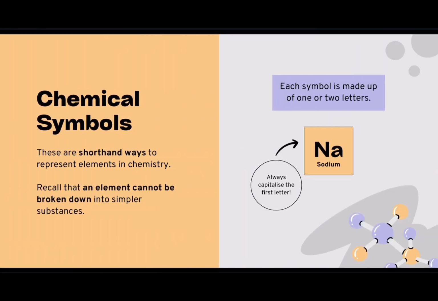Chemical symbols. These are shorthand ways to represent elements in chemistry. Recall that an element cannot be broken down into simpler substances, so it is made up of just one type of atom. Each symbol is made up of one or two letters, and always capitalize the first letter.